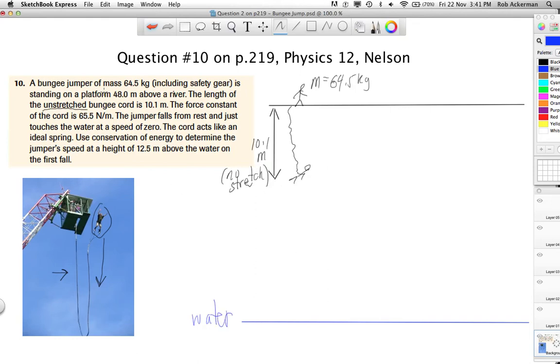And it said that the platform was 48 meters above the water, so let's put in a nice long arrow like that, showing 48.0 meters all the way down. It says that the person gets to the bottom with a speed of 0, so let's draw the person in near the bottom. I'll draw the person just over to the side here, okay?